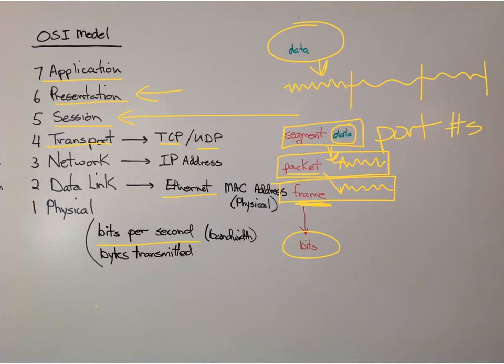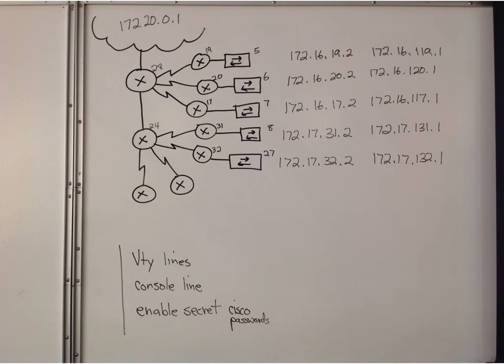We talk a little bit about bits per second, bandwidth, and bytes transmitted. The physical layer figures out how it's going to represent the bits on either the wire, the fiber, or in the air. And then here's our network.